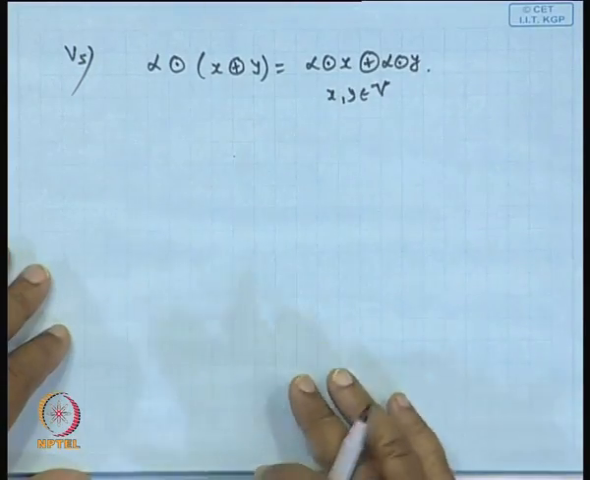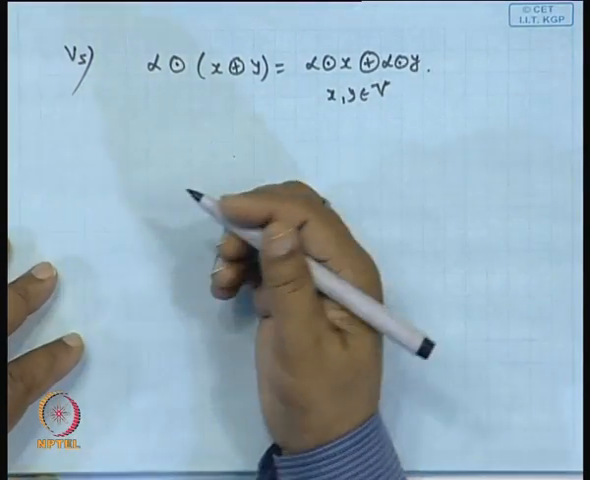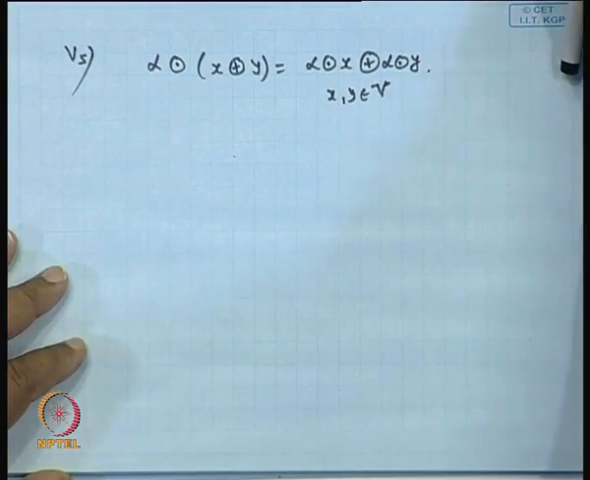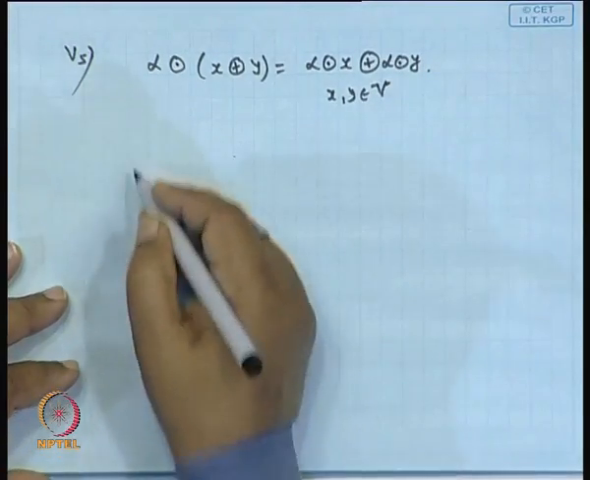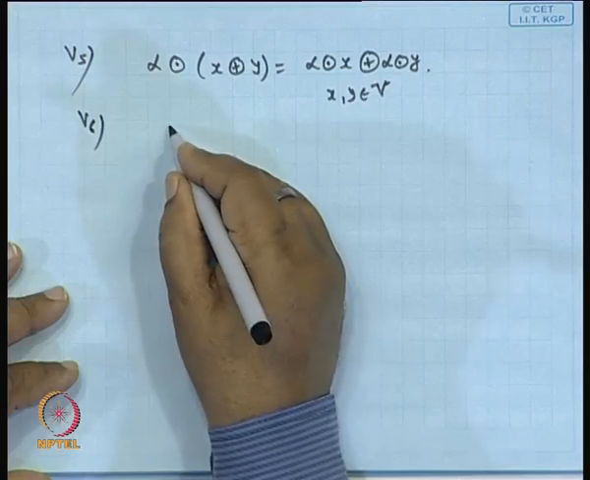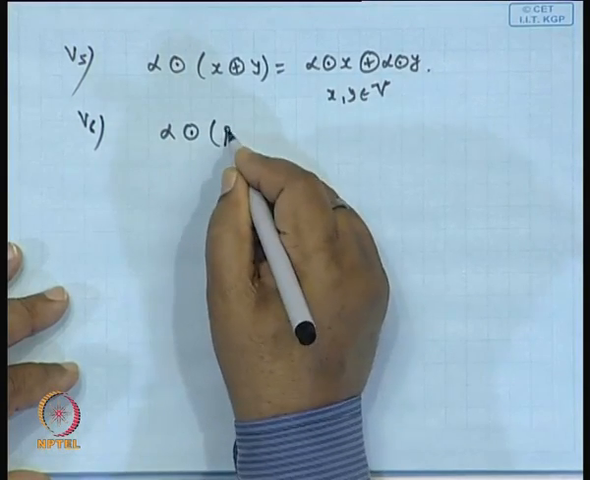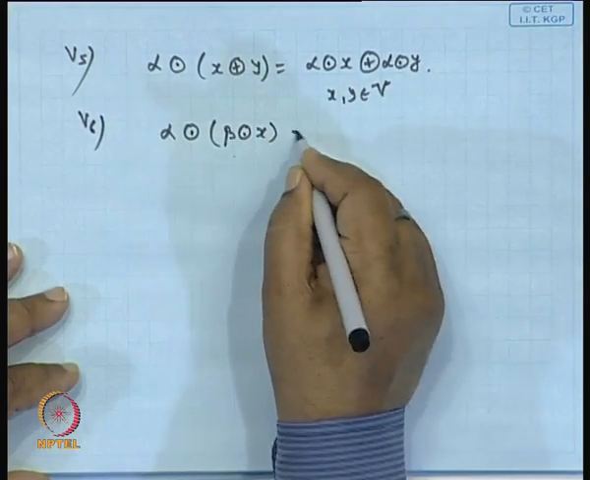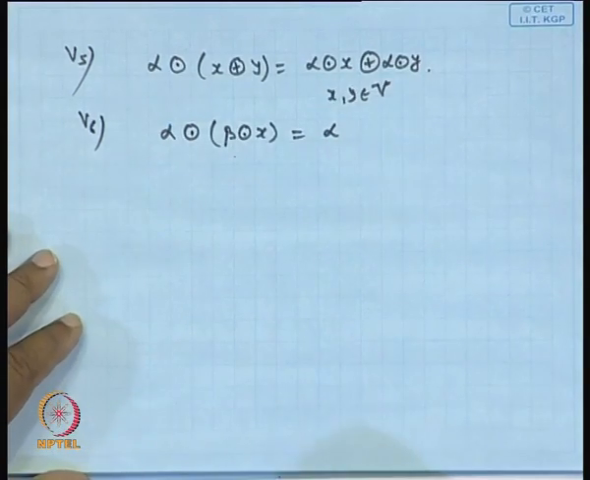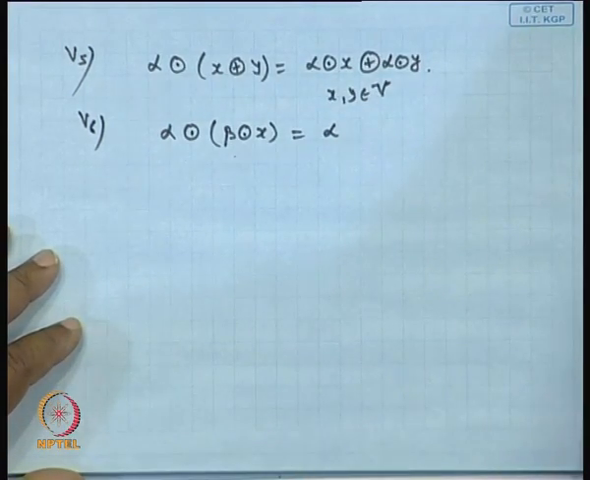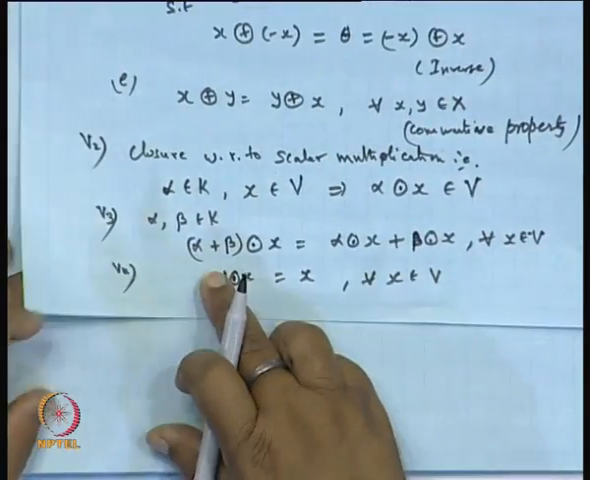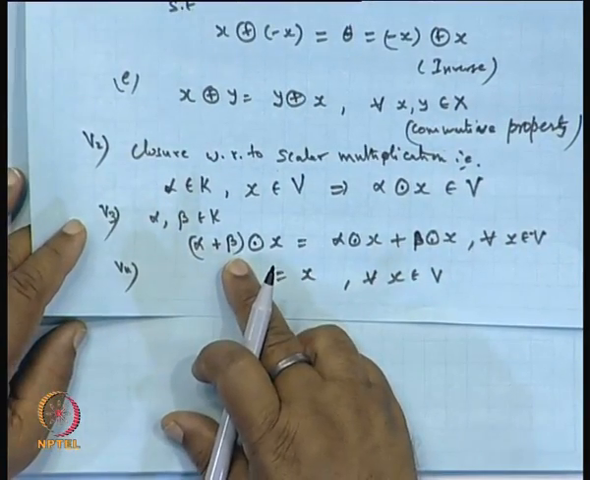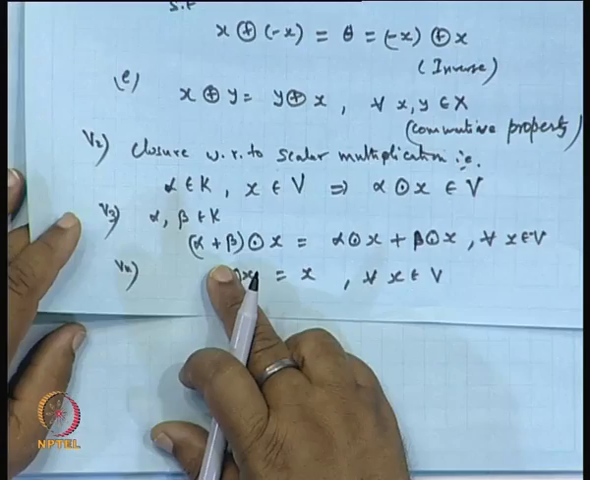Then alpha beta dot x, that is also a property, V 6: alpha beta dot x equals alpha dot beta dot x. Okay. Yes, because this is alpha plus beta, the ordinary plus with respect to the scalars.